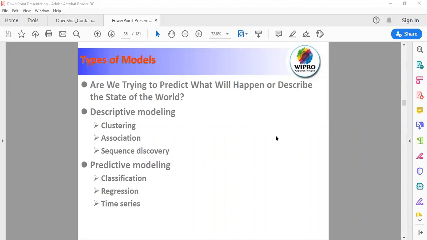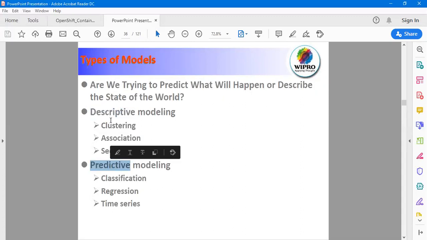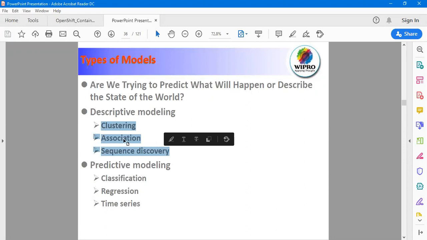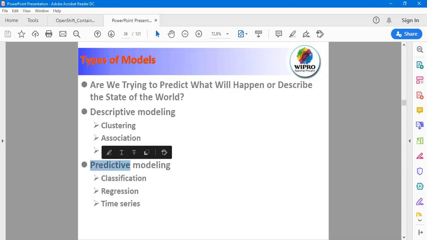And then we had briefly discussed the types of models. Just to highlight that: are we trying to predict what will happen, or describe the state of the world? So there are two types of models, descriptive and predictive. The most commonly used algorithms for descriptive modeling are clustering, association, and sequence discovery. Whereas the algorithms used for predictive models are classification, regression, and time series.